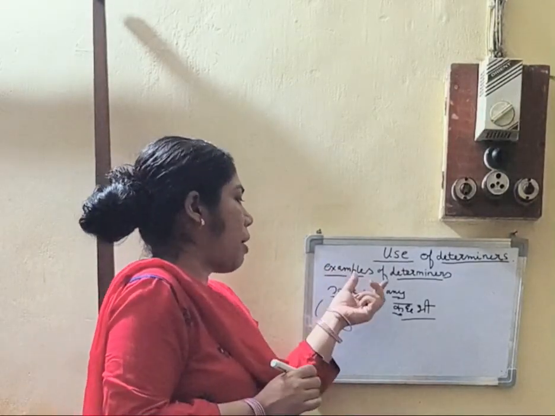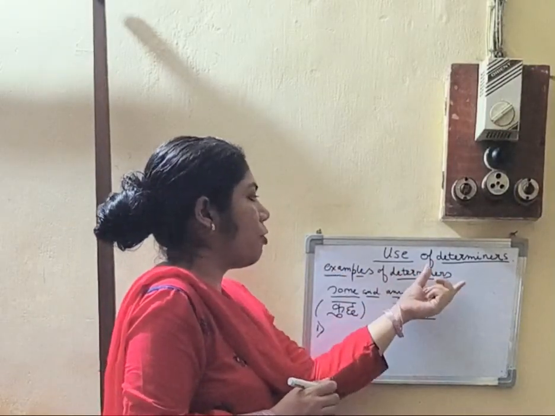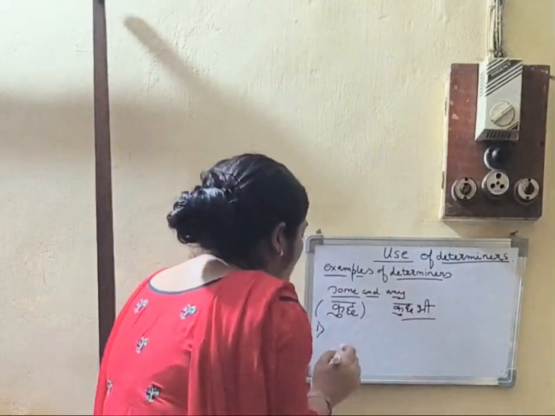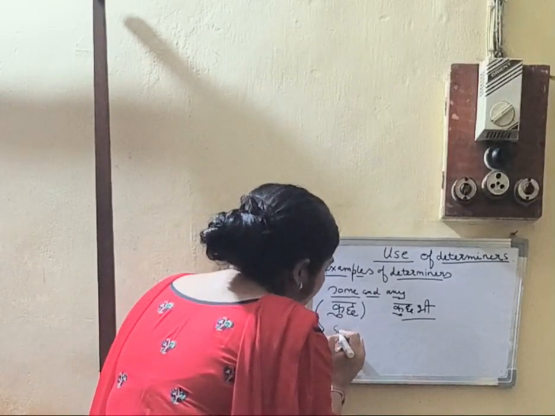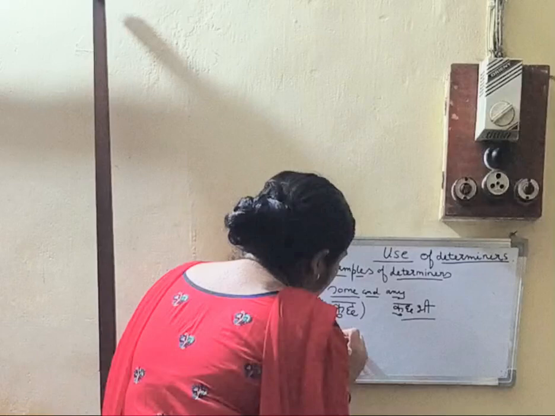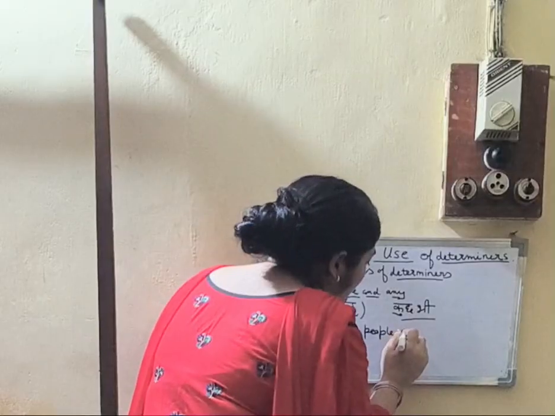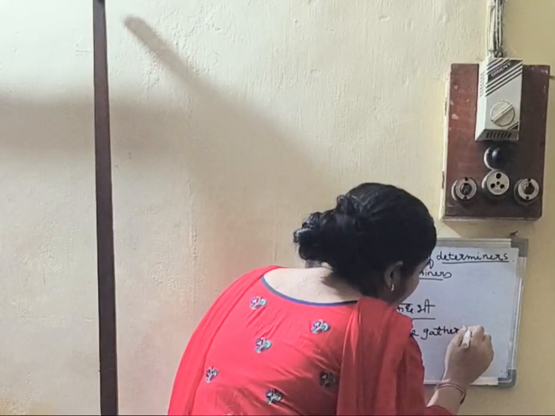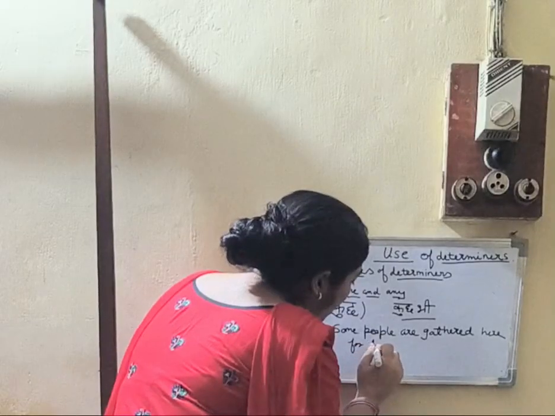We will take some examples, making the example of determiner which will make some sentence. Okay, how we will use the determiner while making sentence in our day to day life. So, some people are gathered here for picnic.